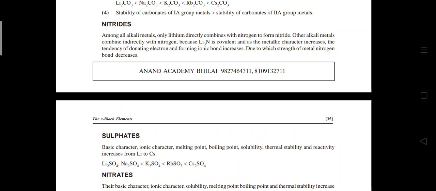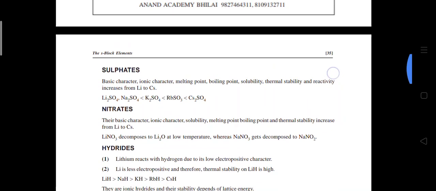Nitrides. Among all alkali metals, only lithium directly combines with nitrogen to form nitride. Other alkali metals combine indirectly with nitrogen because lithium nitride is covalent, and as the metallic character increases, the tendency of donating electron and forming ionic bond increases, due to which strength of metal nitrogen bond decreases.